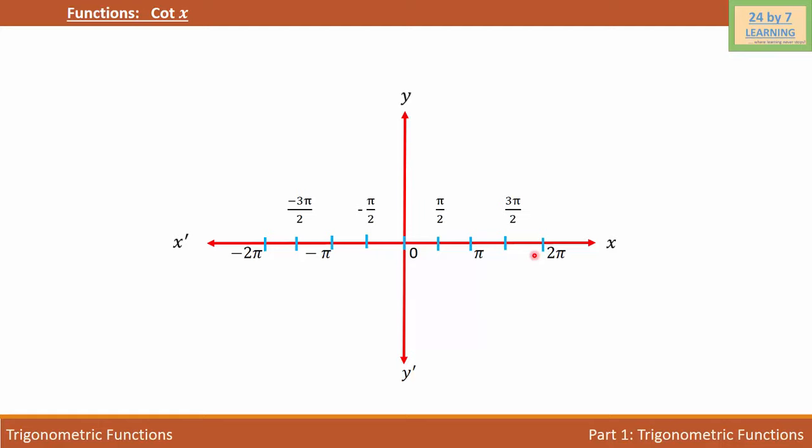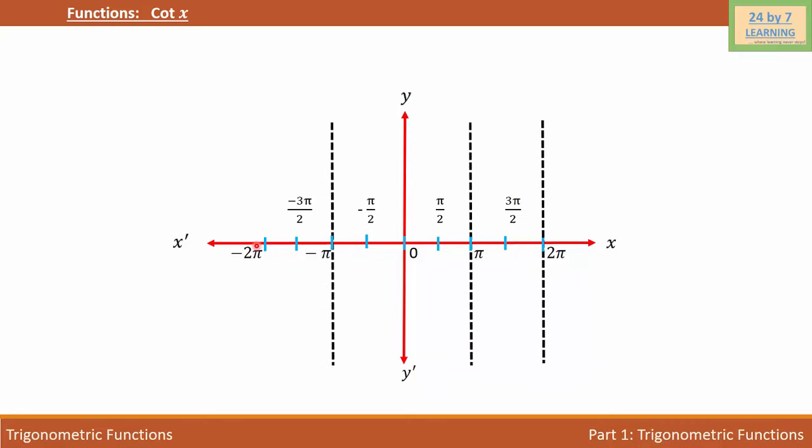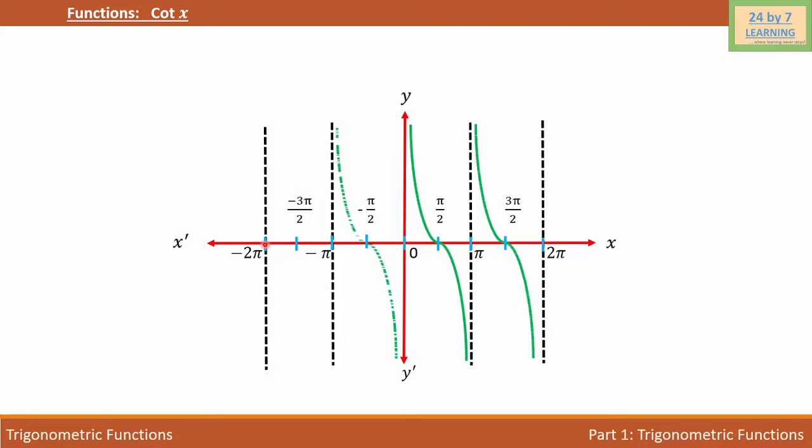Now, in order to graph the function of cotangent, I'm going to draw some vertical lines that pass through the multiples of pi. So my first vertical line will pass through over here, and in the same way, from here, from negative pi, and from negative 2 pi. Now, it's time for us to graph the cotangent function. If we do that, we will get this kind of graph.